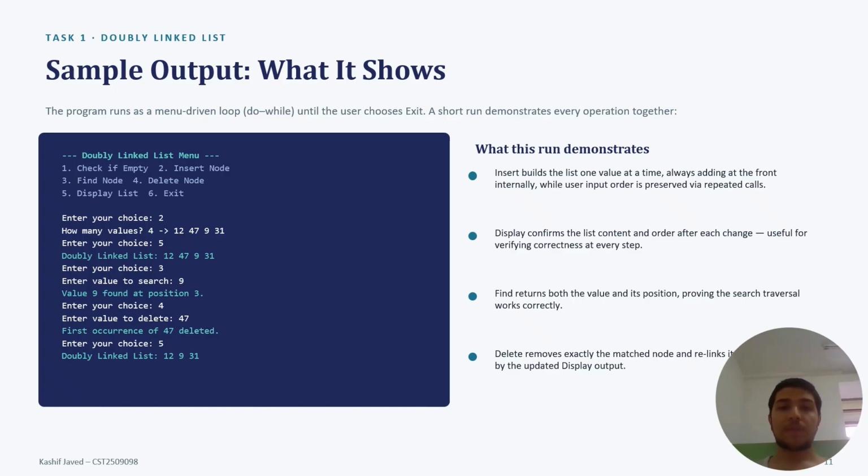This is a short run of the program. So I inserted four values: 12, 47, 9, and 31. Then I display the list to confirm the order. I search for 9 and it correctly reports it's at position 3.